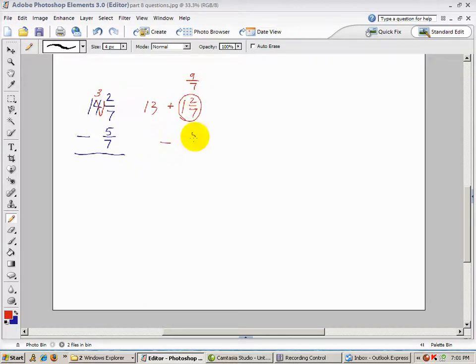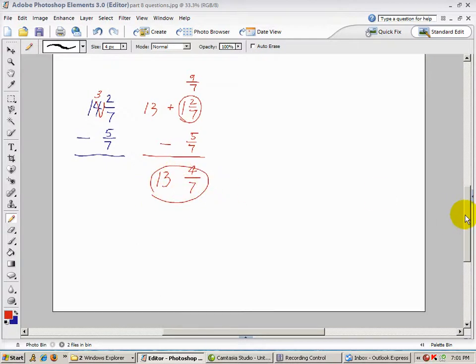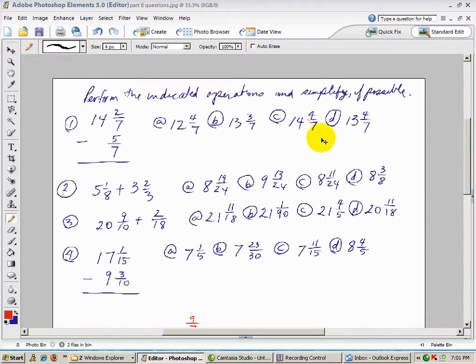Now, we are still taking 5/7. It's been waiting patiently down below until we're able to make this top fraction into something more workable. We're going to take 5/7 and subtract it from 9/7, and we get 4/7, and we have no whole numbers to take from 13, which leaves us 13. So my final answer should be 13 and 4/7. Let's go up and see. 13 and 4/7 would be answer D, and that is problem number 1.